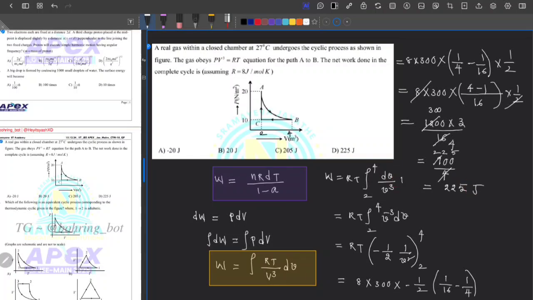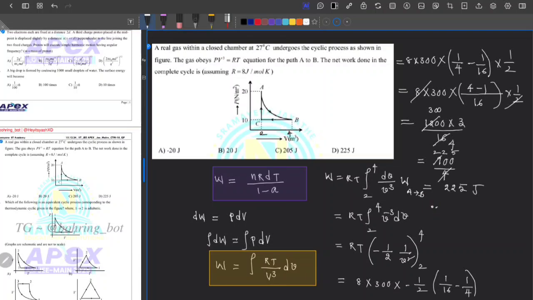That is the work done from where to where? From A to B, that will be equal to 225, right? That is from A to B. Now look at B to C. So B to C is basically this isobaric process.